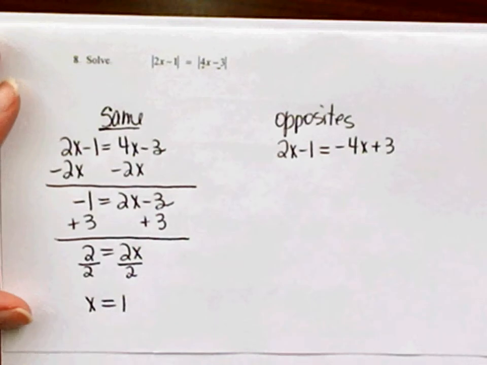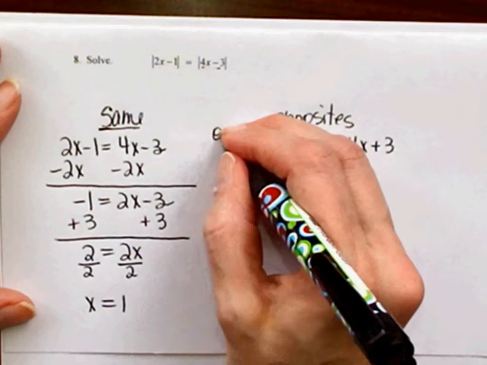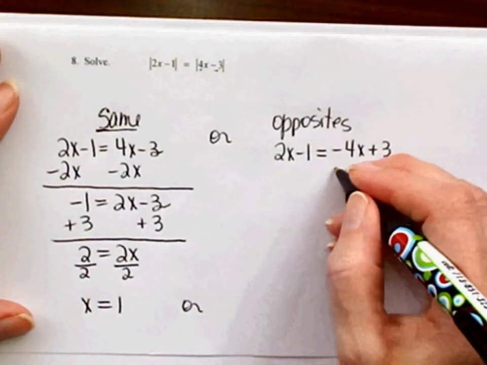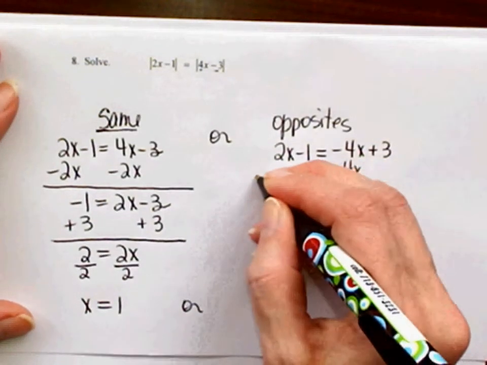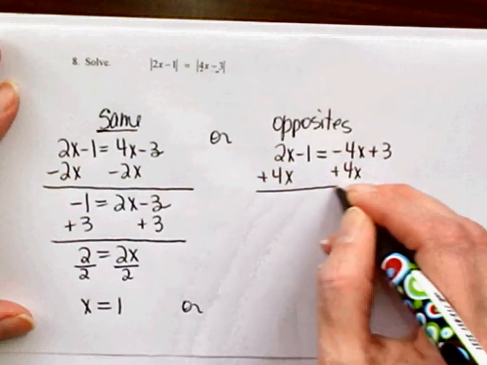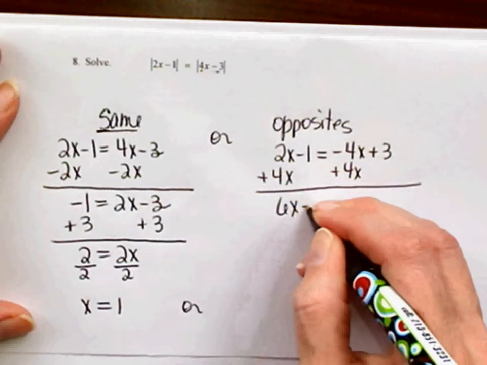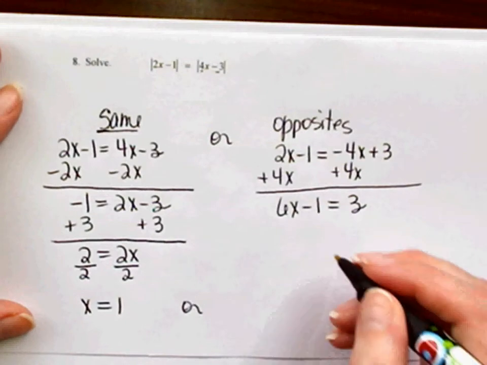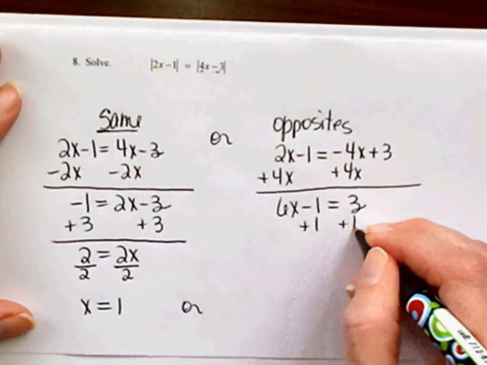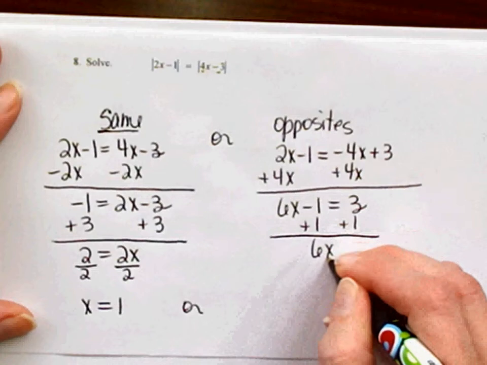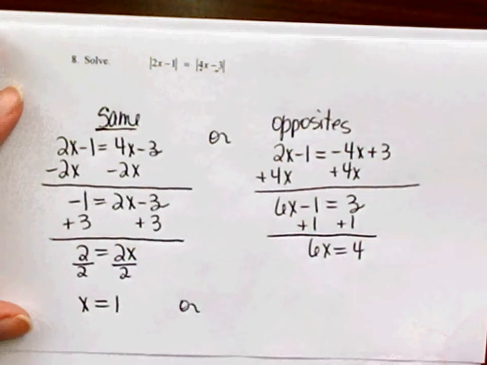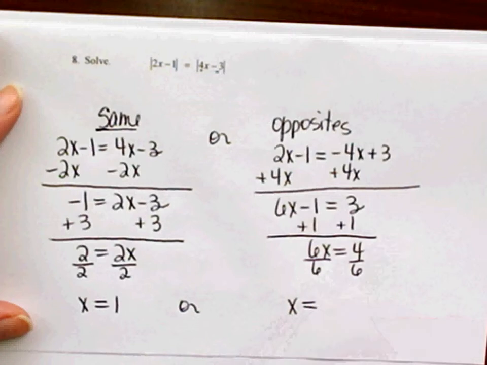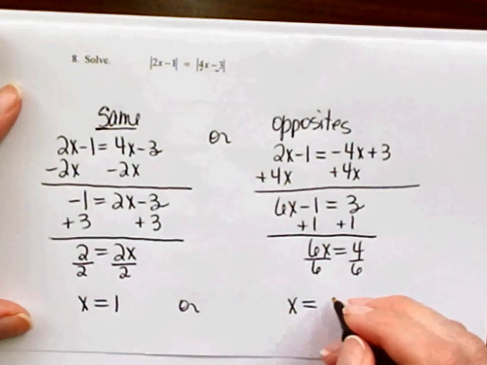So that's one answer. We're looking at another one. Over here I'm going to get my x's on the same side, so I'm going to add 4x. We have 6x minus 1 equaling 3. We're going to add 1. So 6x equaling 4. We're going to divide by 6. And we have to reduce the fraction. Notice they're both divisible by 2, so that's going to be 2/3.